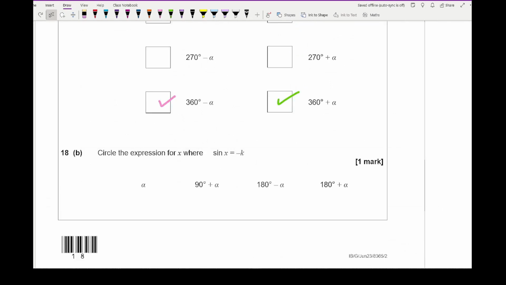Now for question 18b, it says circle the expression where sin x equals minus k. So what we've got here is a 270 shift. So it's going to be 360 plus alpha minus 270, which gives us 90. So the one that we want to circle is 90 plus alpha.